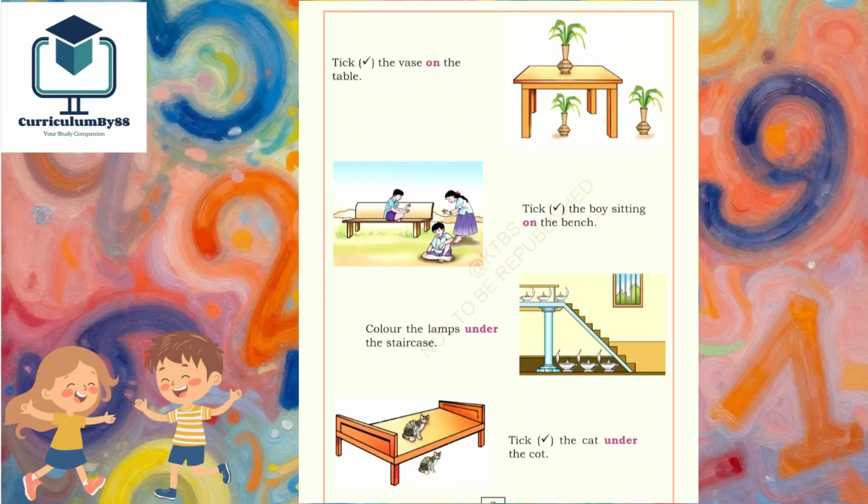The vase on the table. So there are so many vases here. So we need to take the vase which is on the table. So this is on the table. So we have to take it.